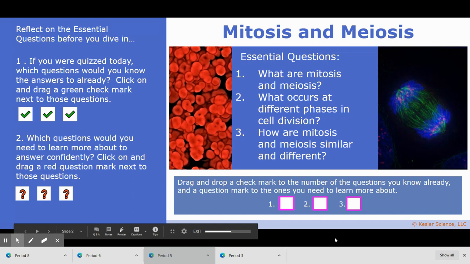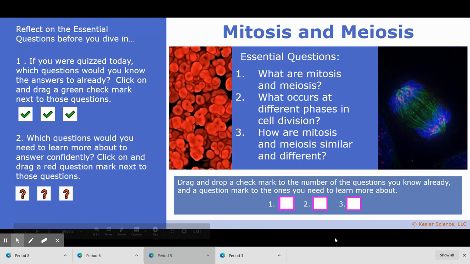Number one, what are mitosis and meiosis? Number two, what occurs at different phases in cell division? Number three, how are mitosis and meiosis similar and different?